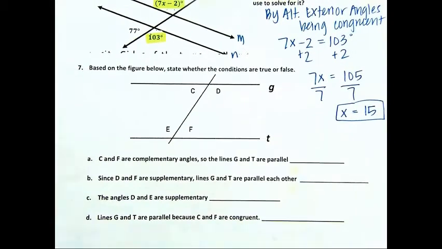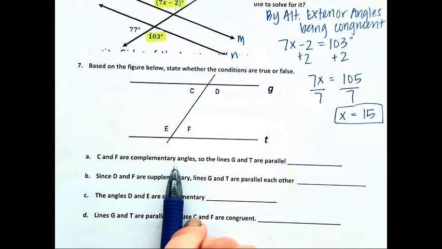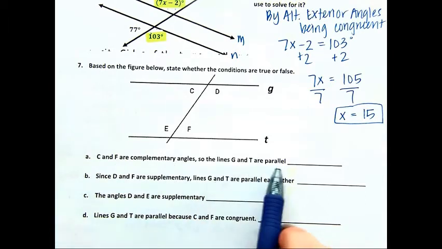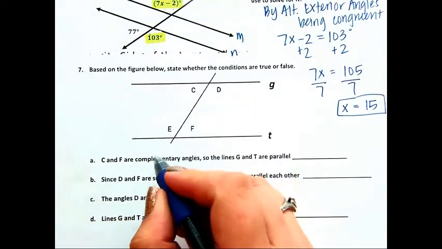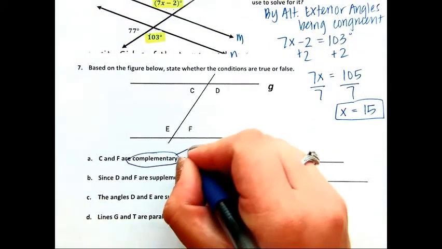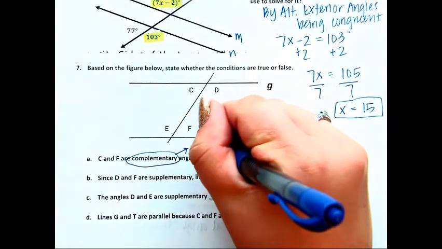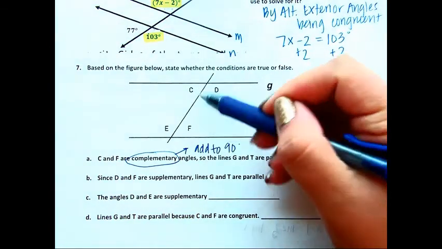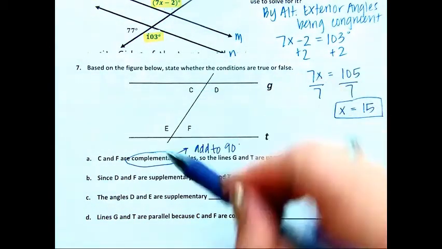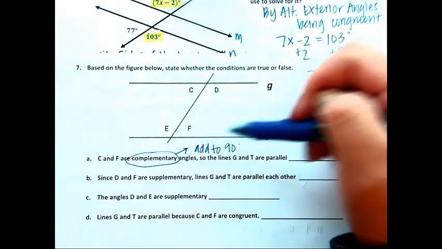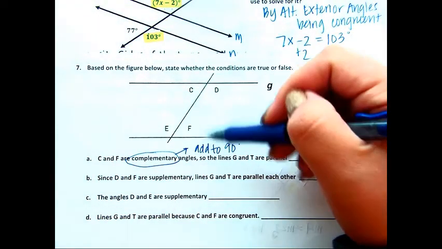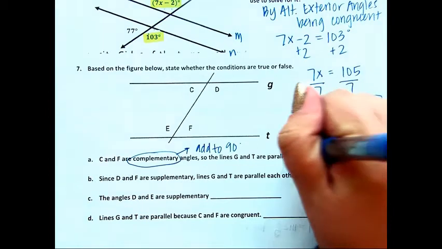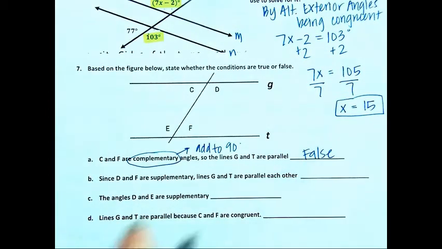Now number 7, based on the figure below, state whether the conditions are true or false. So C and F are complementary angles, so the lines G and T are parallel. So I know that complementary means that that has to add to 90 degrees. So C and F cannot be complementary. If they're parallel, that means that C and F are equal to each other by alternate interior angles, so this would actually be false.